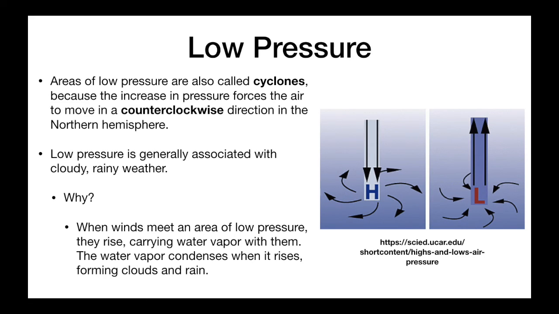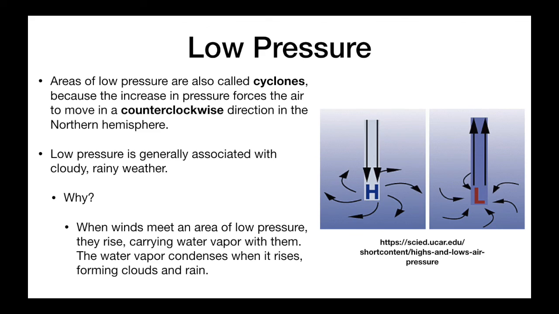Opposite from that, we have areas of low pressure, which are called cyclones, and those move in a counterclockwise direction in the northern hemisphere. You can see on the diagram on the screen that the arrows in the area of high pressure are spiraling outwards, and the areas of low pressure have air spiraling inwards. And we've said before that low pressure is generally associated with clouds and rain.